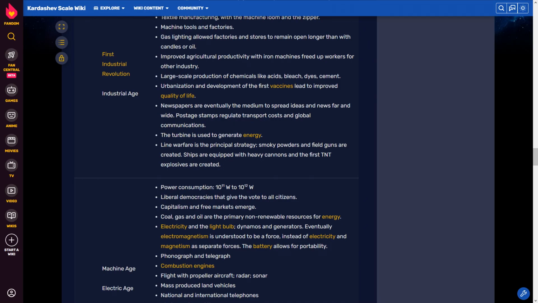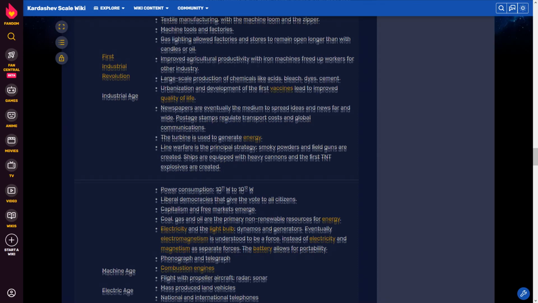Newspapers are eventually the medium to spread ideas and news far and wide. Postage stamps regulate transport costs and global communications.